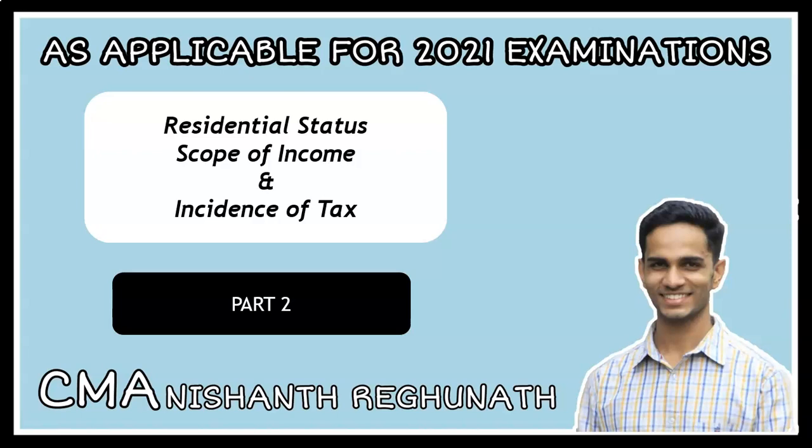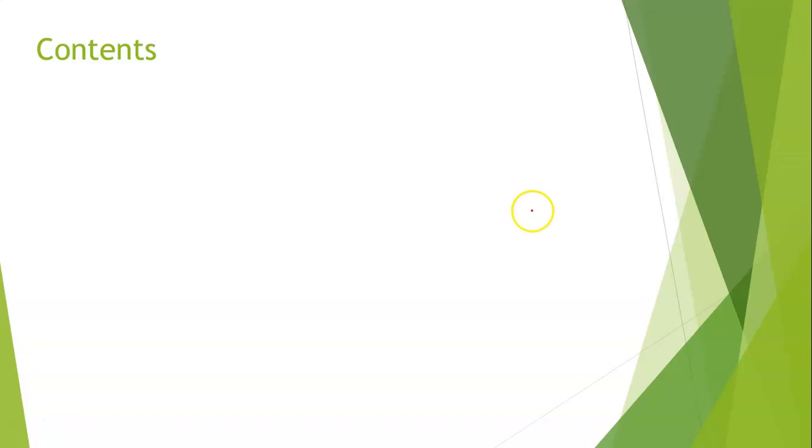In this video, we'll be checking out the second part of our study for the topic of residential status, scope of income, and incidence of tax. So in part 1, we saw the absolute basics and fundamentals as to what makes an income taxable in our country, right? We saw the basics of various rules, and after that we moved on to the residential rule, and under residential rule we saw how to determine the residential status of an individual.